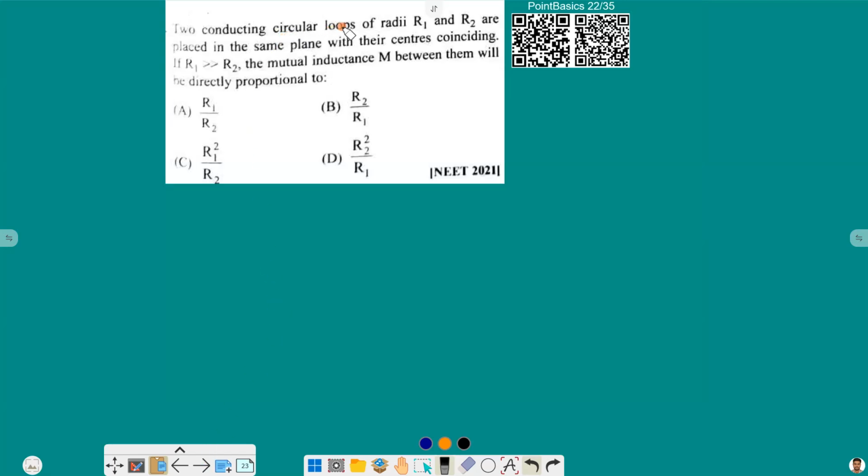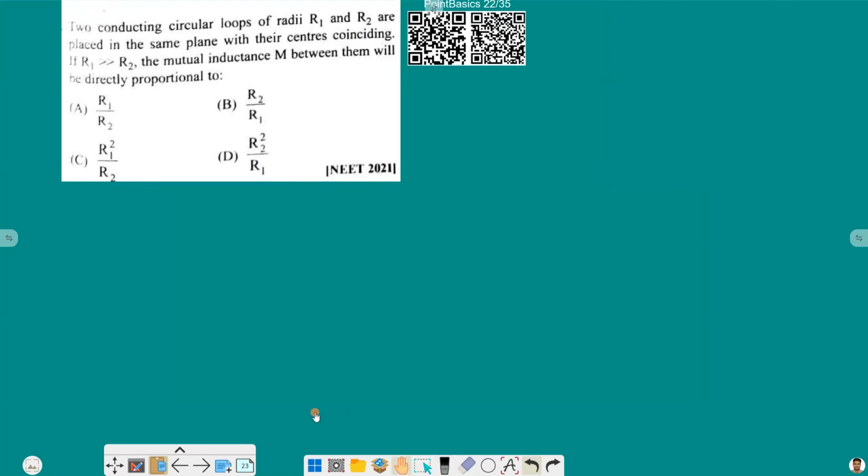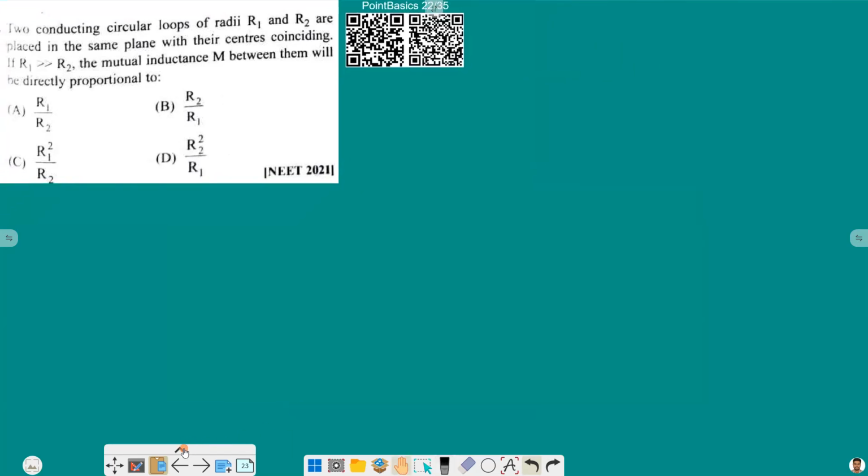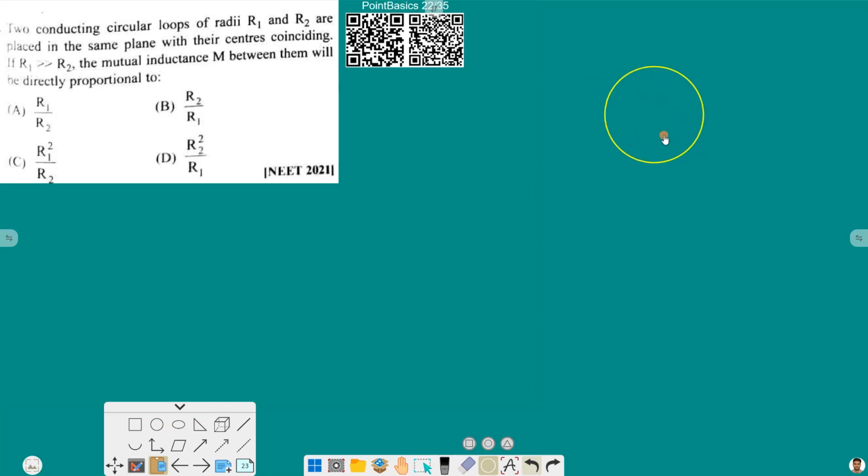Two conducting circular loops of radius r1 and r2 are placed in the same plane with their centers coinciding. If r1 is greater than r2, the mutual inductance between them will be directly proportional to what. So we have to find out the coefficient of their mutual inductance. Let us draw the diagram first. So basically we have two coils. Suppose this is our first coil, the smaller one, and then we have a bigger coil of different radius.